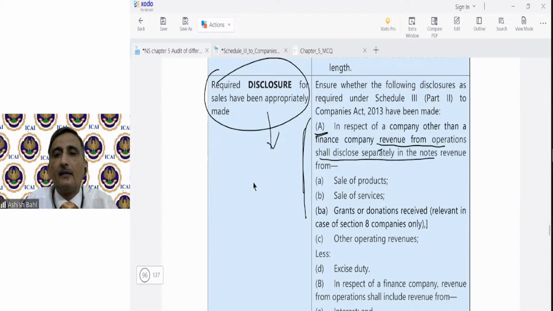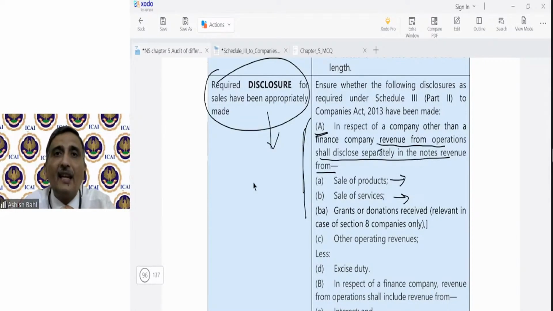In case of companies which are not finance companies, the revenue from operations shall be disclosed separately in the notes. A breakup of it will be given: sale of products, sale of services. If the company is engaged in providing sale of services along with sale of its products, then sale of services has to be separated from sale of products.